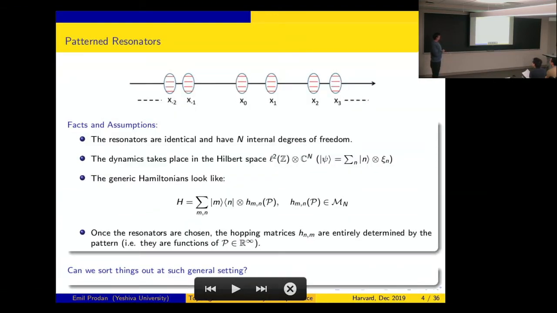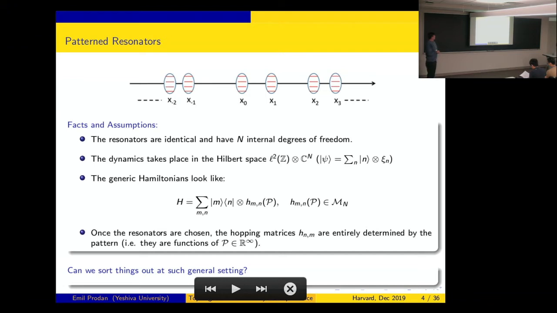So if I have pattern resonators, so I put them right on top of the pattern, and here are some facts and assumptions. The resonators are identical and have n internal degrees of freedom, these red lines. And then the dynamics, these being atoms or photonic cavities or mechanical resonators, takes place in this Hilbert space. So obviously here I'm talking about the linear regime if we are talking about a classical mechanical system, or about the one-particle picture. But the Hilbert space is just L2 over Z times the space which simulates the internal degrees of freedom. So a vector looks like that from this Hilbert space.